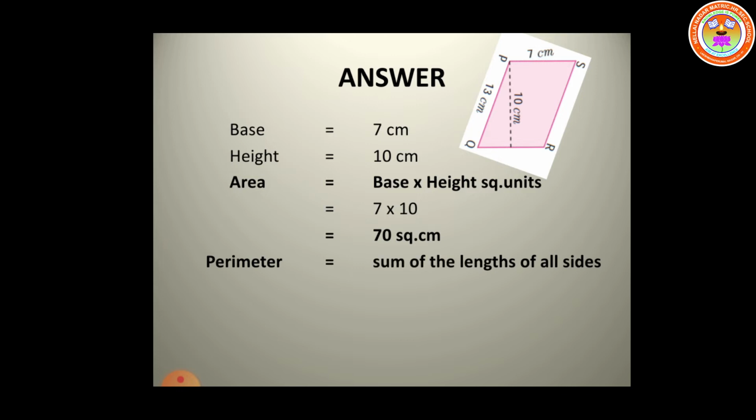What is the formula for perimeter of a parallelogram? Sum of the lengths of all sides. Substitute the values. 13 plus 7 plus 13 plus 7. 13 opposite 13, 7 opposite 7. So when we add together, we get the perimeter answer is 40 centimeter. What is the perimeter answer we got? 40 centimeter. Let us see the next question.